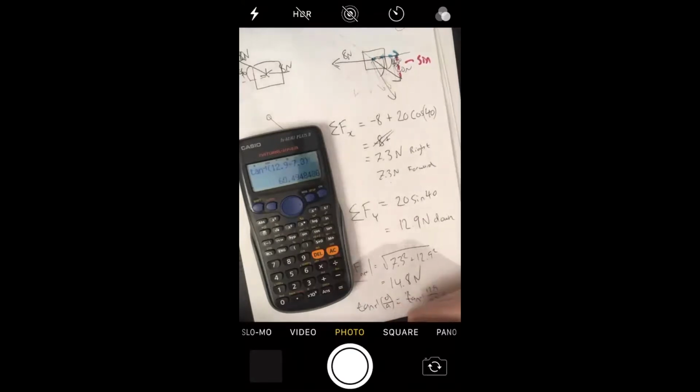60.4 degrees. 60.5 degrees, well, negative 60.5 degrees from the horizontal.